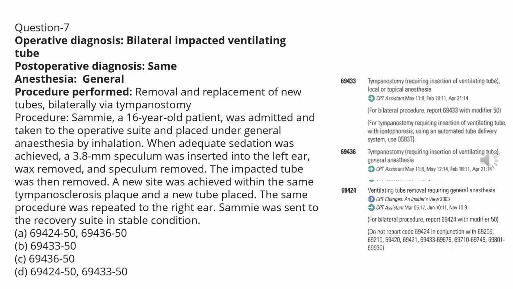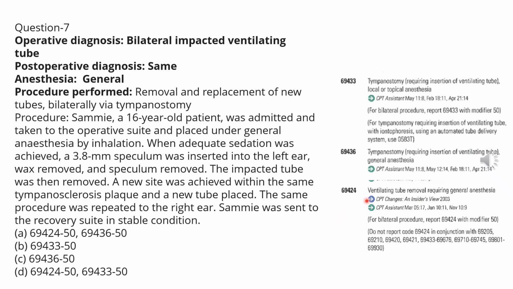So what has happened is the previous tympanostomy or the ventilating tube was removed and then replaced. So let us look at the code, and they have done this bilaterally because of bilateral impacted ventilating tube. And here also they have removed, the same procedure was repeated to the right ear. So these are the important data points. Now let us look at the code.